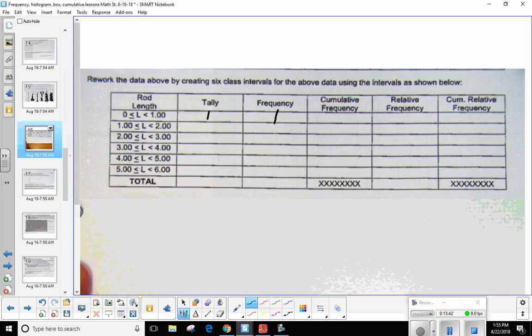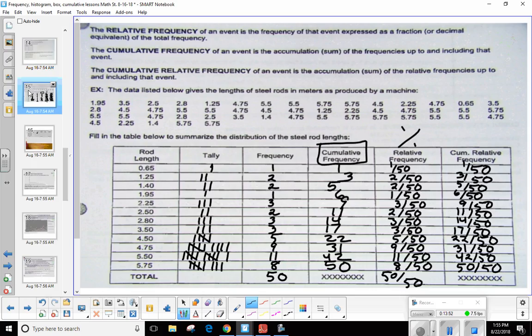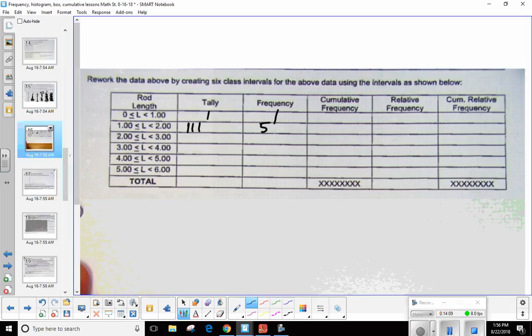How many were between 1 and 2? I believe that is 5. Yes, I got 5. Looking at the table, we have this one, this one, this one. But don't forget about the frequency. So 2, 4, 5. So 5 of those elements are going to be in that particular class interval. So 1, 2, 3, 4, 5 tally marks. And between 2 and 3, 8. So 1, 2, 3, 4, 5, 6, 7, 8. Between 3 and 4, 3.